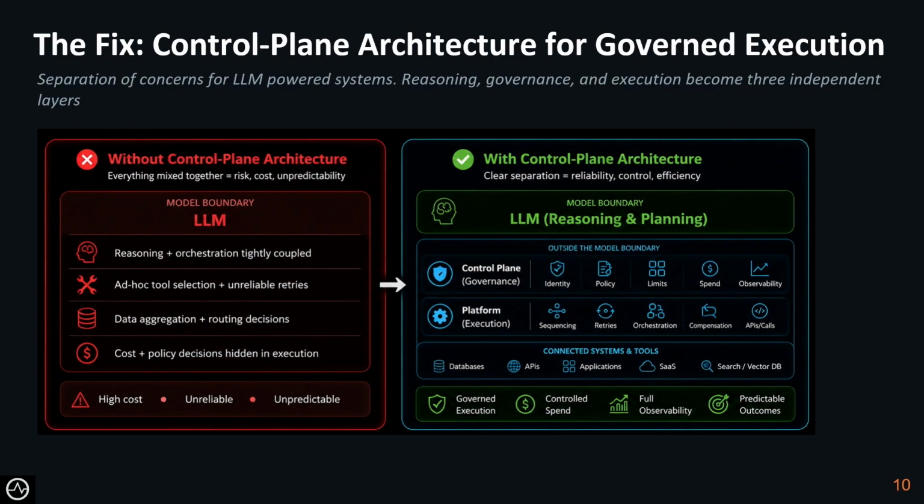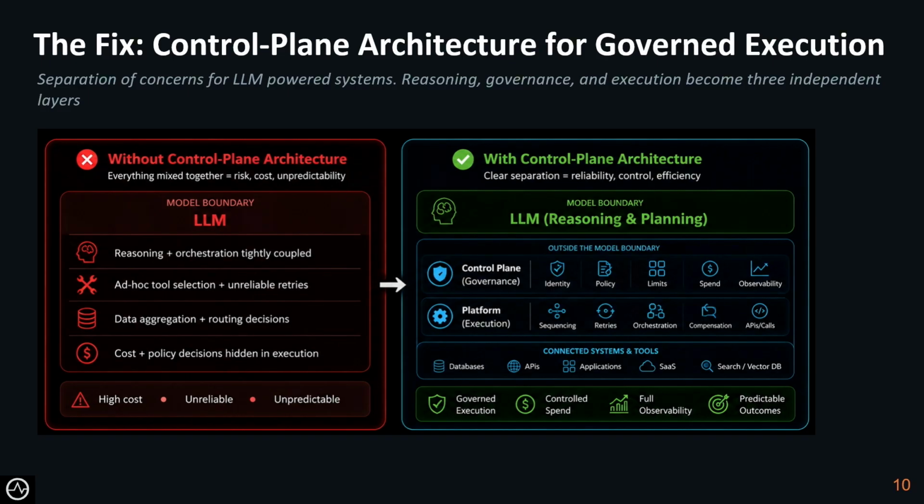So what will be the fix? The fix is to apply the separation of concerns principle to LLM-powered systems. Reasoning, governance, and execution should happen through 3 independent layers, right? Without control plane architecture, too many responsibilities sit inside the model boundary. With control plane architecture, we can separate those responsibilities into 3 independent layers. We let the LLM do what it does best, reasoning and planning.